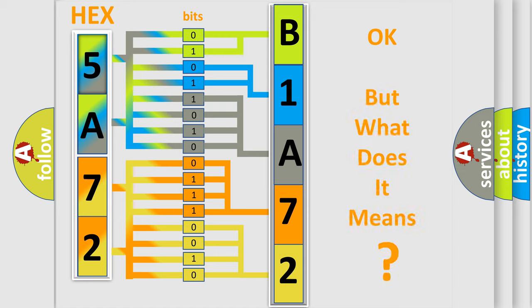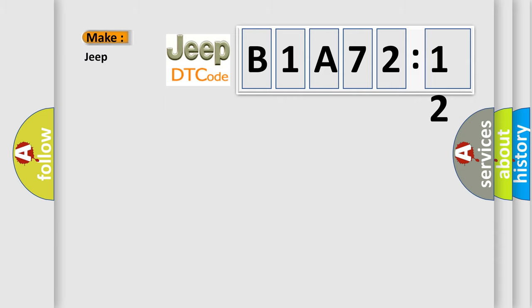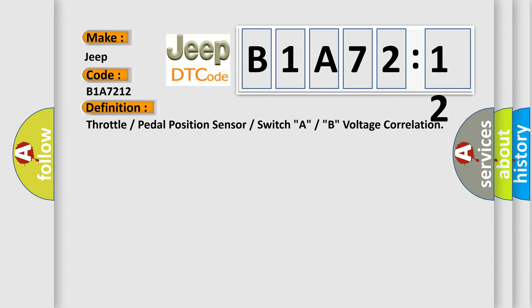The number itself does not make sense to us if we cannot assign information to what it actually expresses. So, what does the diagnostic trouble code B1A72-12 interpret specifically for Jeep car manufacturers? The basic definition is: throttle or pedal position sensor or switch A or B voltage correlation.